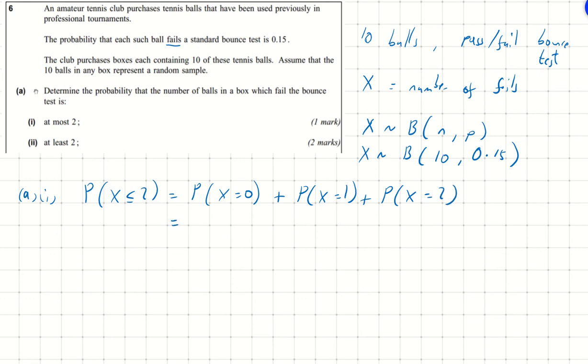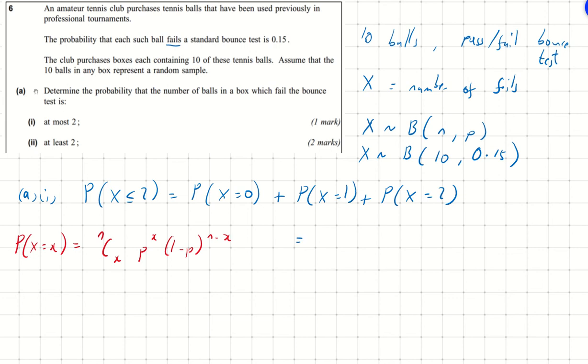Now, how do I work out probabilities with the binomial distribution? Well, the key thing is that P(X = x) is given by n choose x multiplied by p to the x multiplied by 1 minus p to the n minus x. So that's the way that we work out probabilities using the binomial distribution. In our example, this is a formula we're just going to plug numbers into.